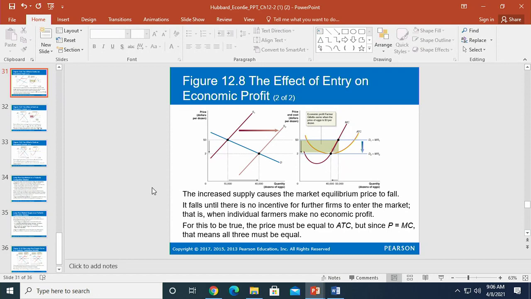Firms can still earn a profit from an accounting sense. So their financial statements can look good, they show a profit. But the opportunity costs they're facing push the economic profit down to zero. At that point, there's no more encouragement to enter the industry, and there's nothing discouraging firms or causing them to leave.